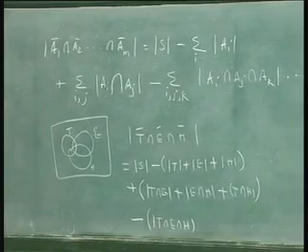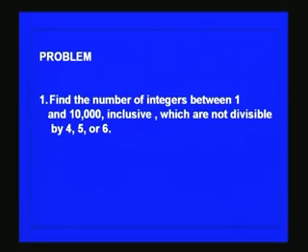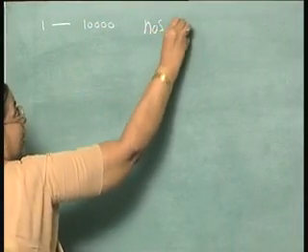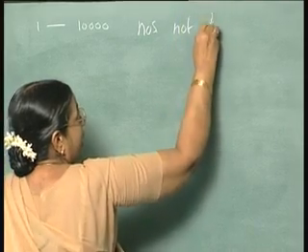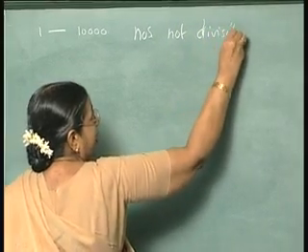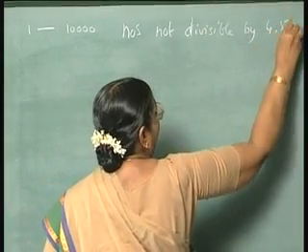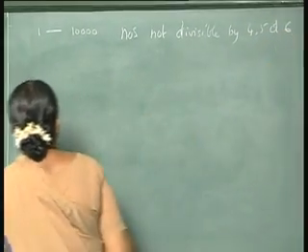Let us consider one example making use of this. Find the number of integers between 1 and 10,000 inclusive which are not divisible by 4, 5 or 6. You are considering numbers from 1 to 10,000 and numbers not divisible by 4, 5 or 6.